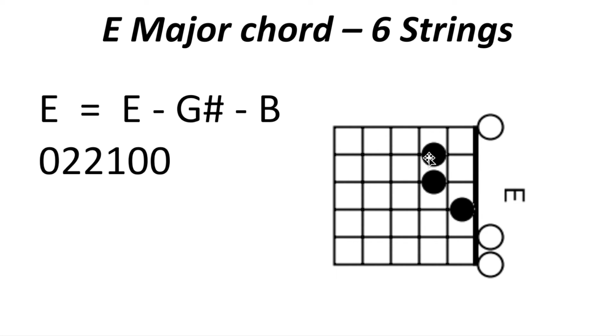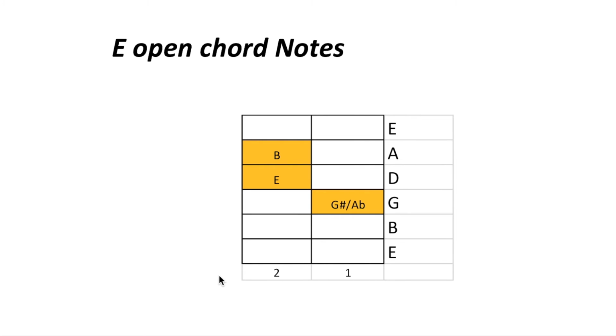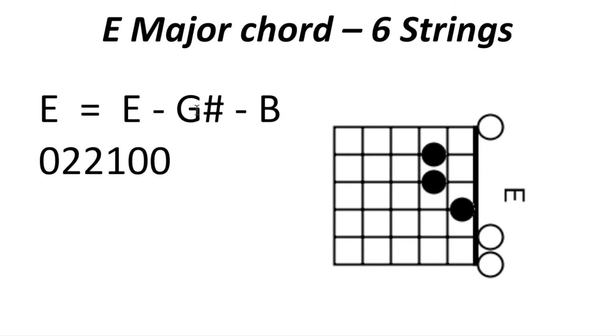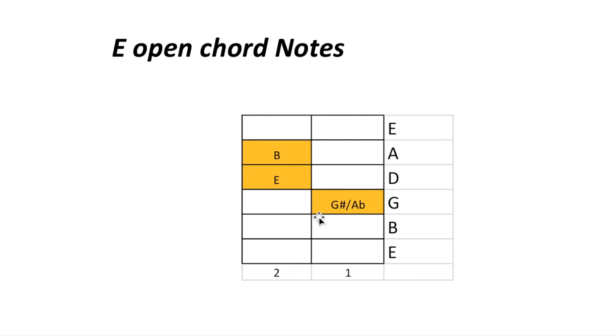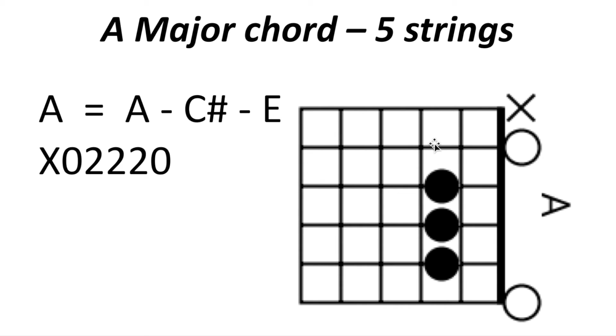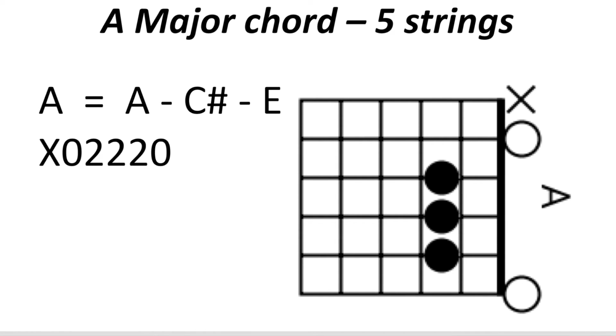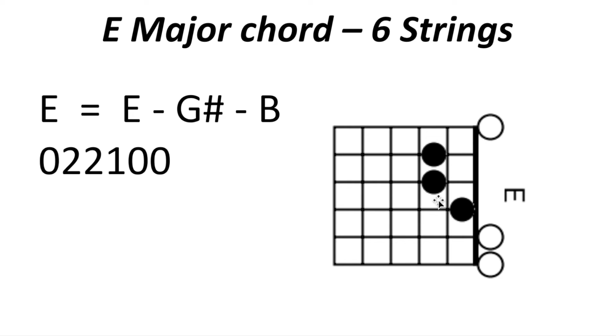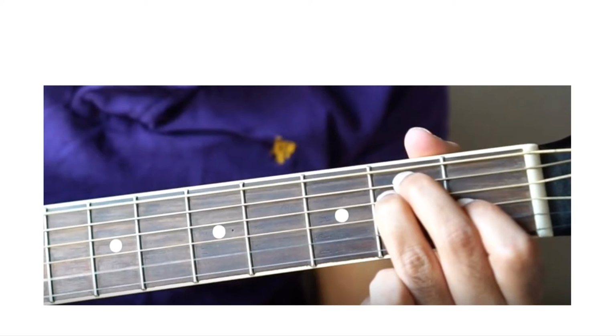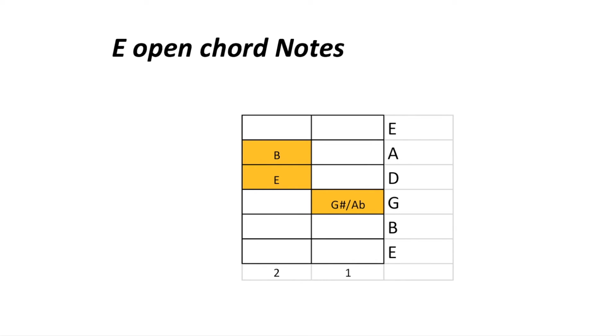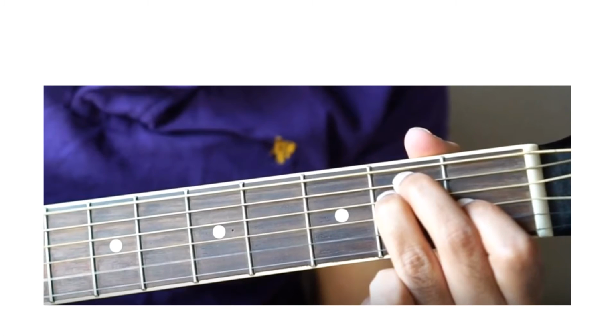Now let's quickly look at what these notes are exclusively here. These notes are B, E, and G sharp or A flat. So we already know E, G sharp, and B. You use the 2nd fret and 1st fret, whereas for the A string you're only using the 2nd fret here. For the E string you're using the 1st fret and the 2nd fret. Let's look into the position of the E major chord. These are your notes, B, E, G sharp or A flat. This is how you play your E major chord.